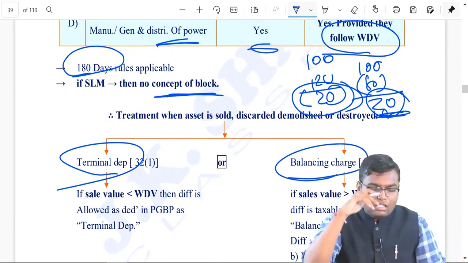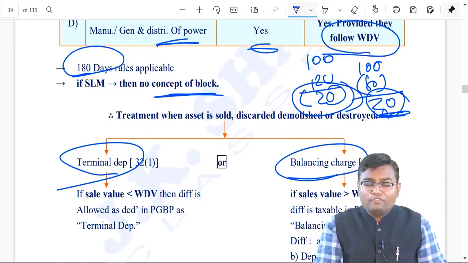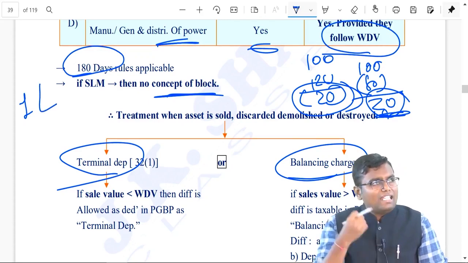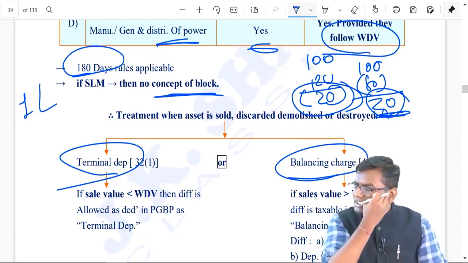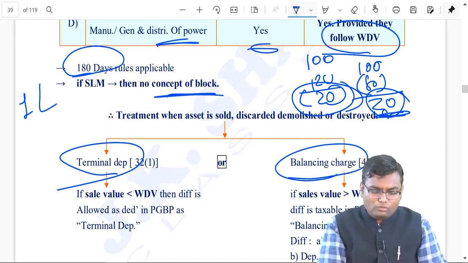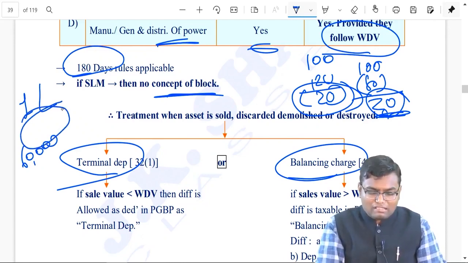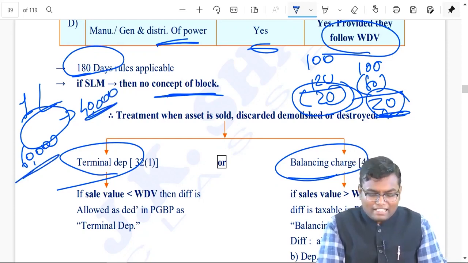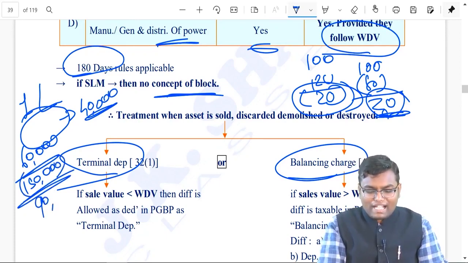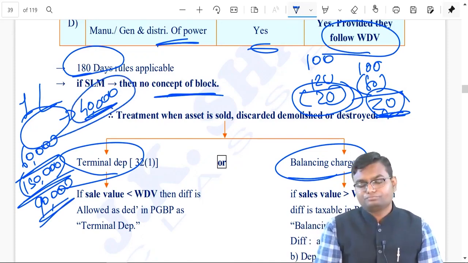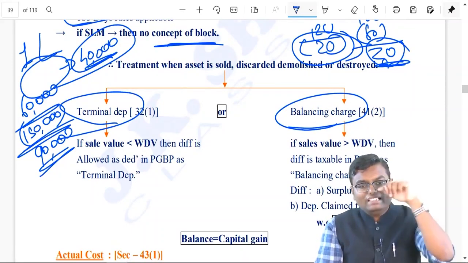For example, I am an electricity company. I have purchased one asset a few years ago and the amount for which I purchased was rupees 1 lakh. I went for SLM method and I claimed depreciation each year, and in this year the opening value has become 60,000. Tell me, how much depreciation in total have I claimed for this asset in my PGBP income? 40,000 rupees. Let's say this asset of 60,000 I am selling for 1,50,000. So what is my total gain? 1,50,000 minus 60,000, 90,000 is my gain. How much will be taxable in PGBP? Only up to 40,000. The balance 50,000 will be taxable in capital gain.